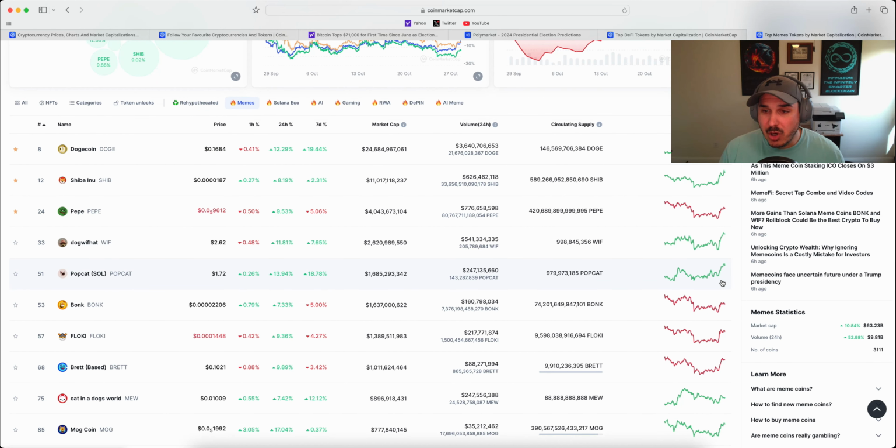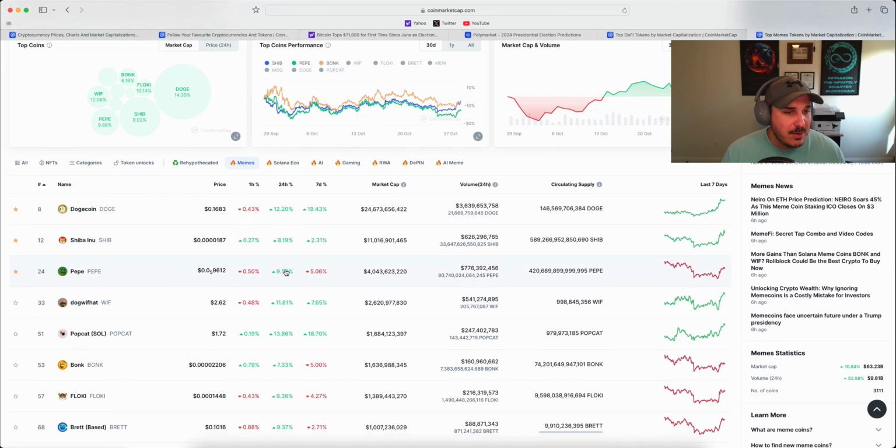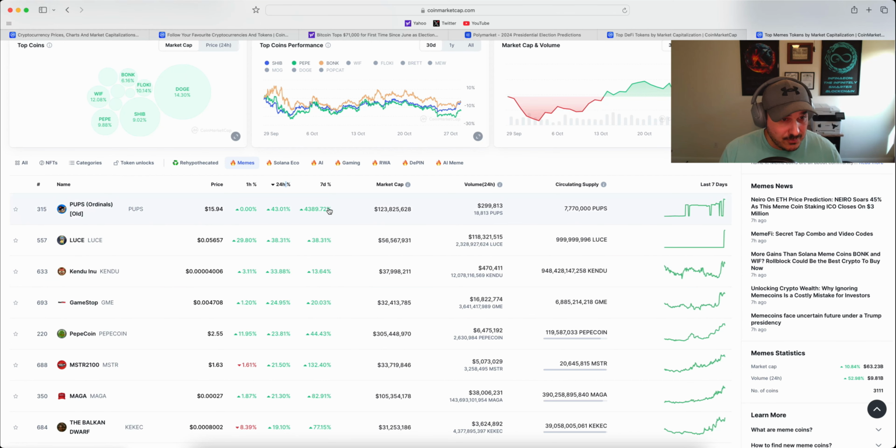Let's go ahead and check out that meme market and see exactly what it looks like over there. Now, our meme market, a little bit more bullish, I guess you can say, even further up than the overall DeFi market. Market cap is up 10% to $63 billion. 24-hour volume is up 52% to $9.81 billion. Of course, we have our Dogecoin, our Shiba Inu, our Pepe. Those are pretty normal.